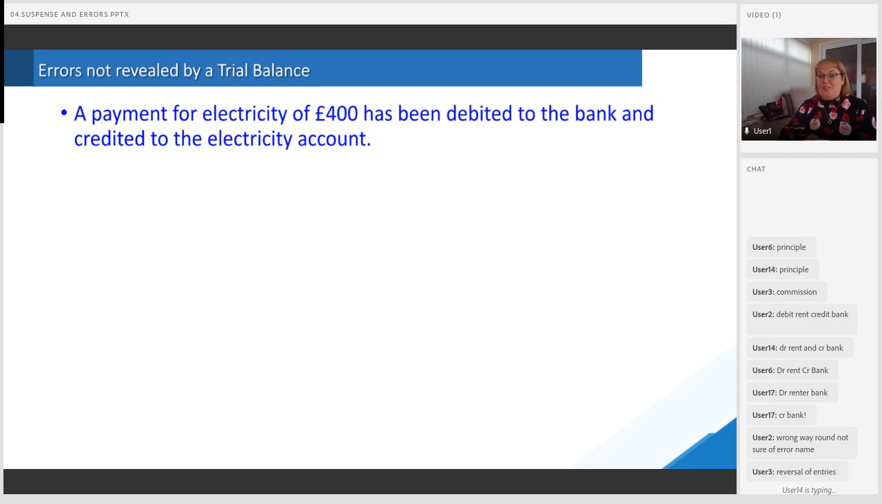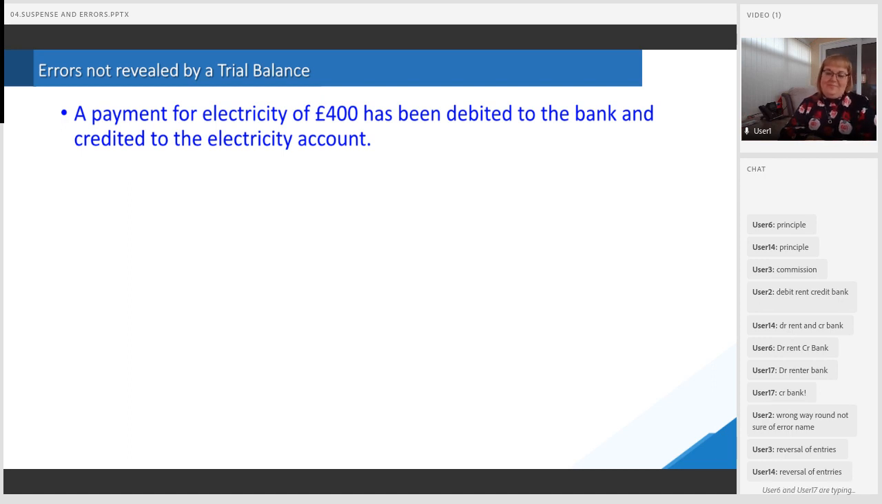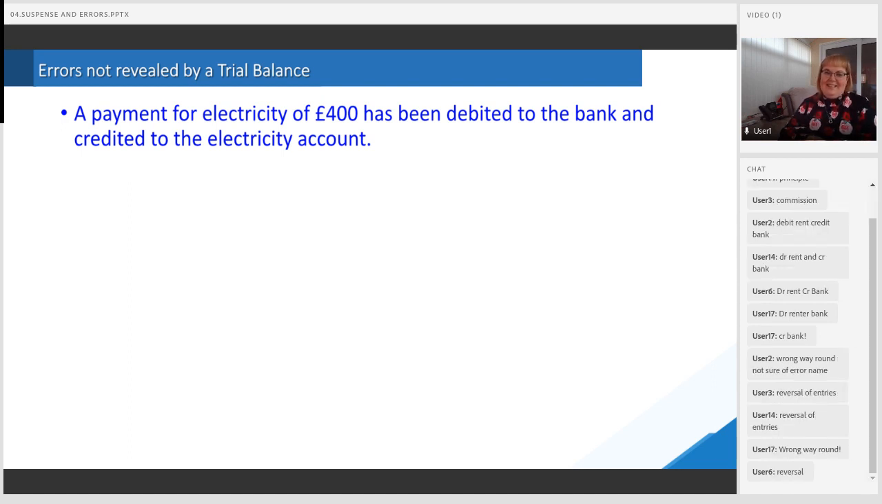Yeah, Mel, you're absolutely right. It's the wrong way around, isn't it? Perfect. Well done. Yeah, absolutely. Reversal of entries, guys. They're the wrong way around, aren't they? They're backwards. Now, I don't know whether you remember, but when they're backwards, we have to do something different when we do the correction, and we'll have a look at that.